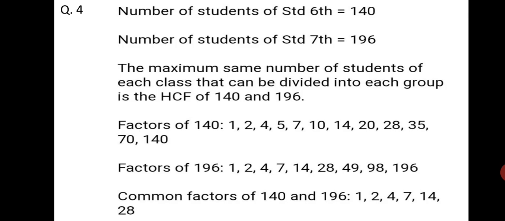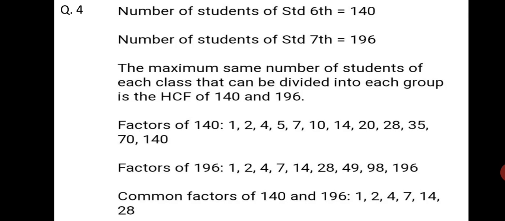Now, the next step is common factors of 140 and 196, which are 1, 2, 4, 7, 14 and 28. So you have got your common factors. Remember students, to find factors you need to do some rough work. The rough work is not mentioned here, but you are expected to find the factors properly by doing your rough work. Now let's continue the sum.